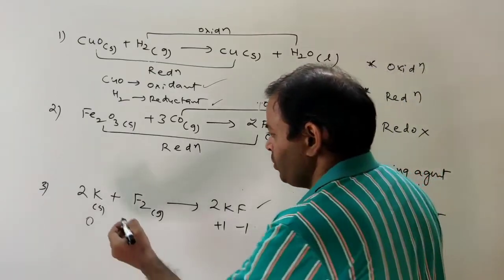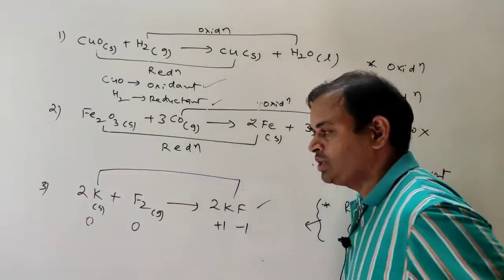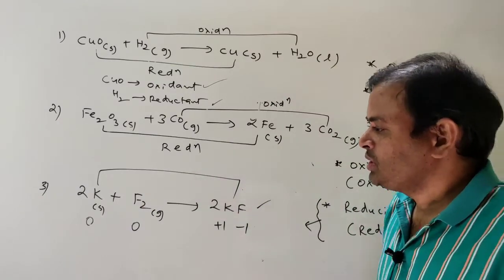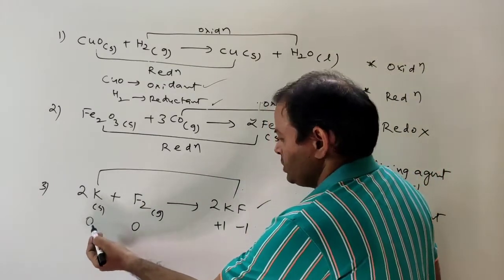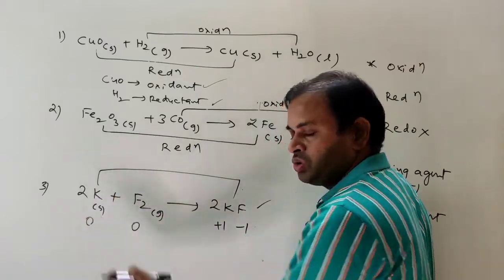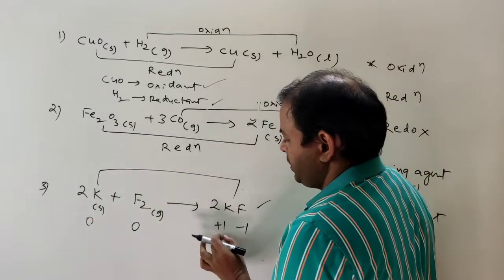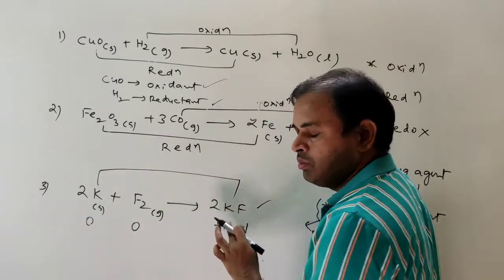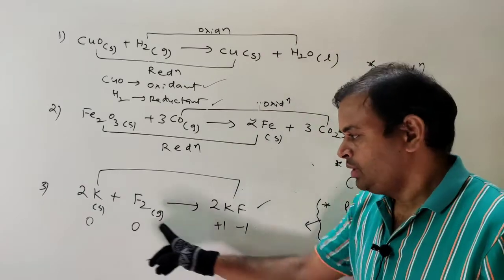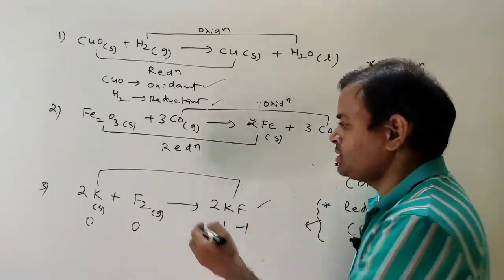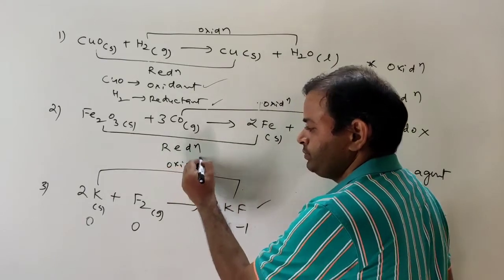So here, if we consider the reaction K to KF, this is an increase in oxidation state. With respect to K only you should observe. 0 to +1 means, is it an increase or decrease? The oxidation state is increased. That's why it is an oxidation reaction.